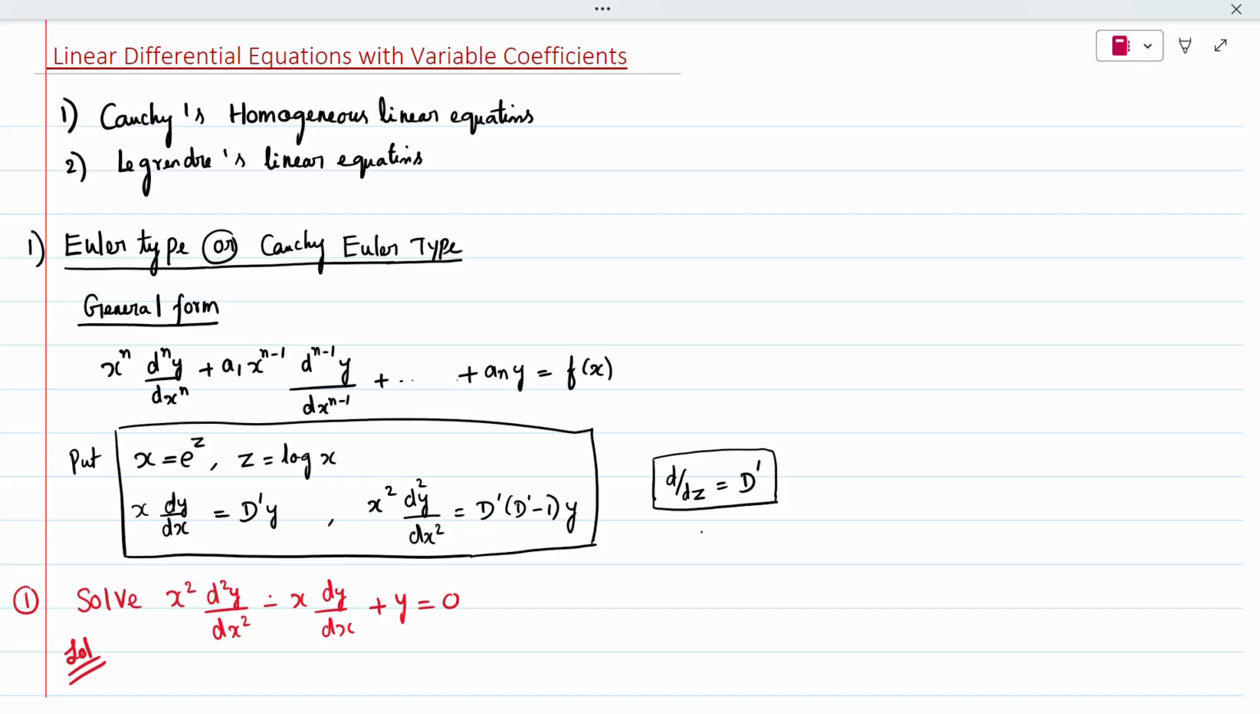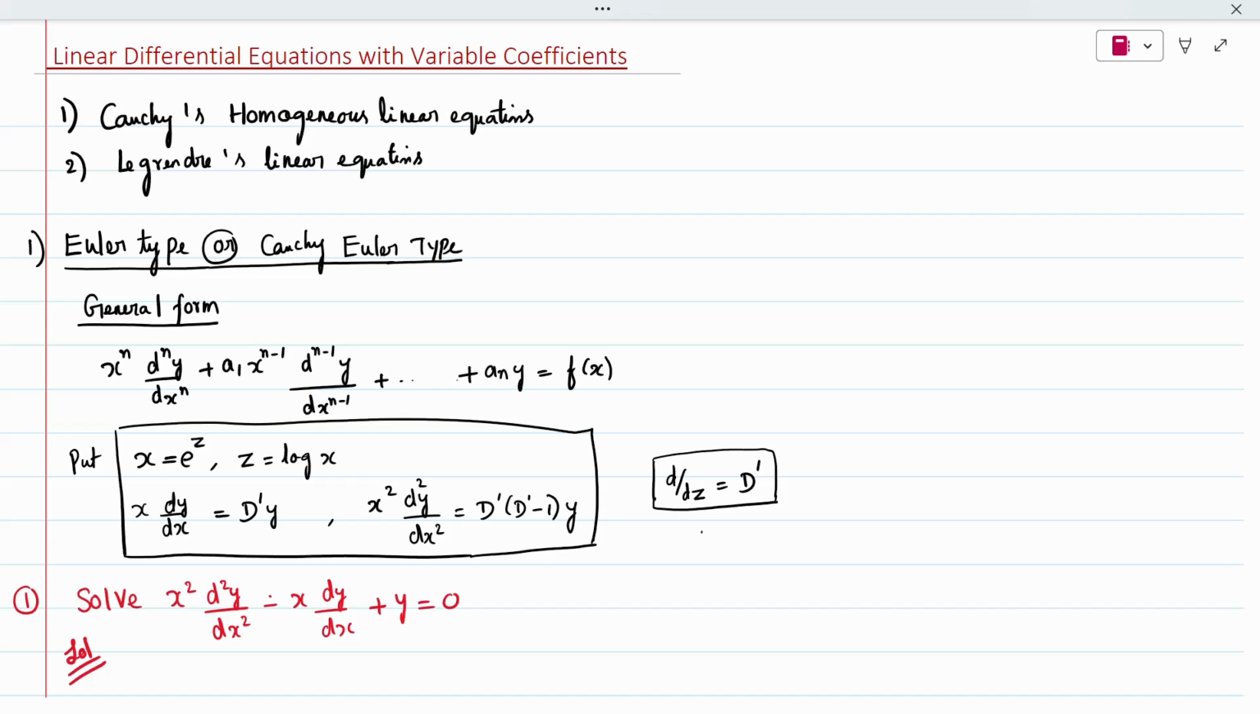The general format for the equation is x^n d^n y/dx^n + a1 x^(n-1) d^(n-1) y/dx^(n-1) + ... + an y = F(x), or small f(x). In this method, if we don't know the variable coefficient solution, we cannot solve it directly. We know the solution for constant coefficients, type 1, type 2, type 3, all the 6 types. So we know the procedure for solving constant coefficients.